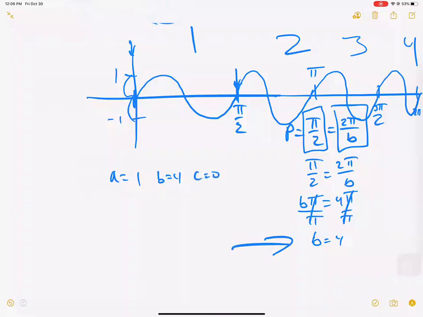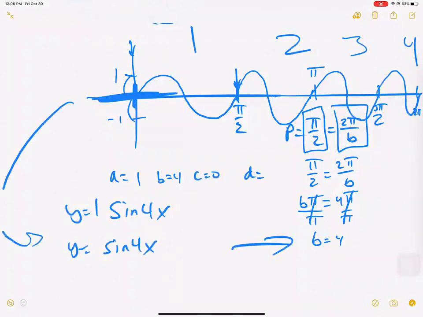C is 0 because we started off at 0. D is 0 because the center is 0, right? It's between 1 and negative 1. This equation is sine of 4x. Y is equal to 1 sine of 4x. Y is equal to just sine of 4x. So we can go backwards by looking at the characteristics and then writing that equation based on what we see.